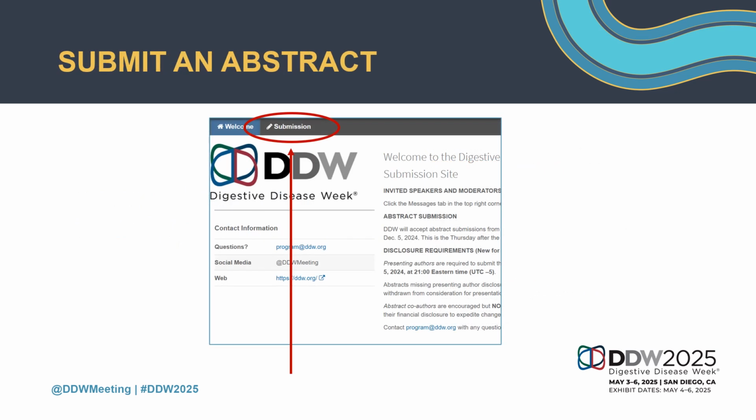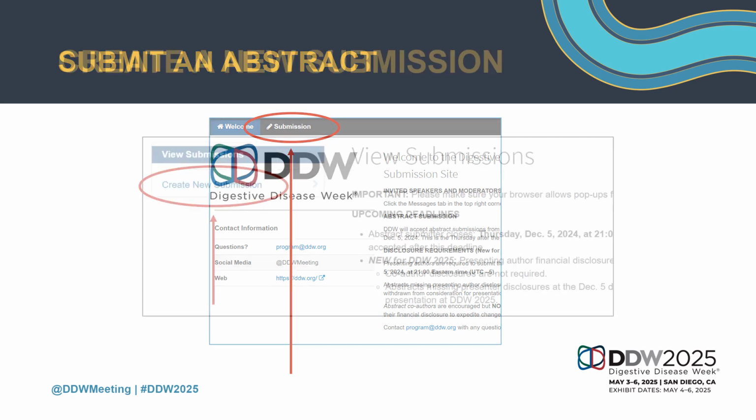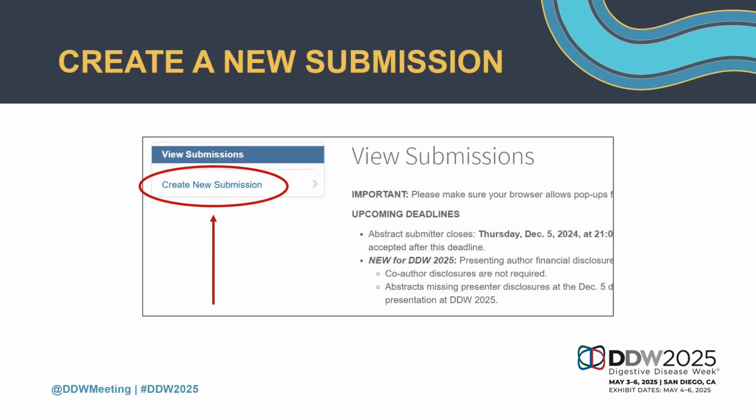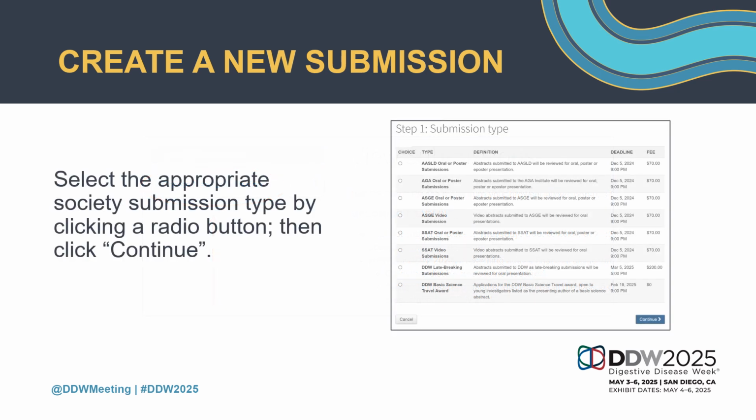To begin your abstract submission after you've completed your disclosure, click the Submission option in the top left corner of the screen. Next, click Create New Submission. You'll now need to choose a submission type. Select the appropriate sponsoring society and abstract type by clicking on the radio button. Then, click the blue Continue button at the bottom of the screen.